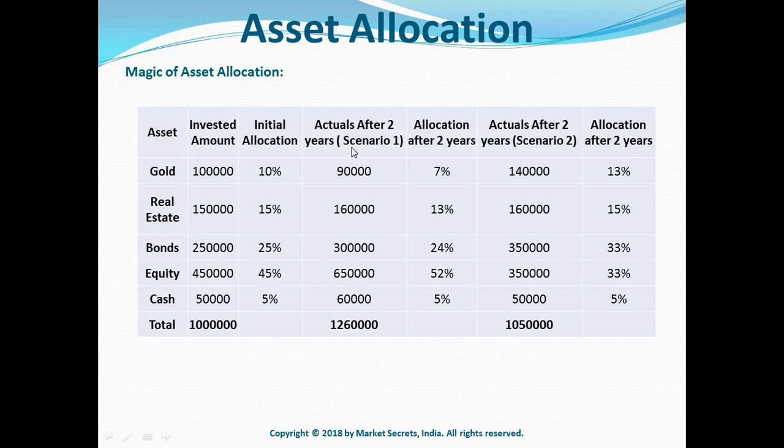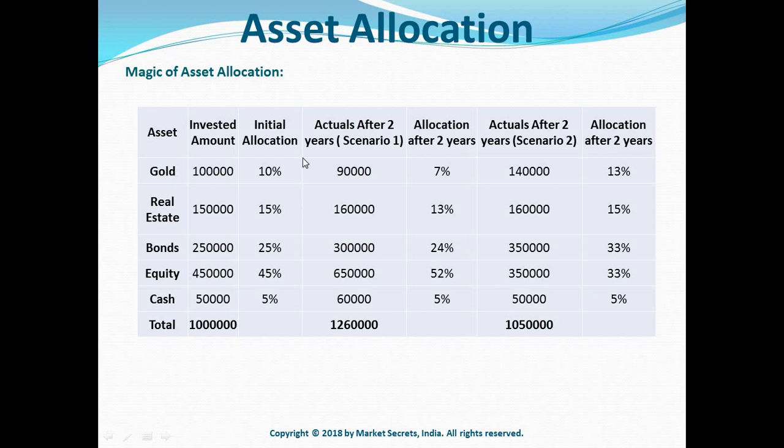Just an example, and your total portfolio is worth 12.6 lakh rupees. Your asset allocation is now 7% in gold, 13% in real estate, 24% in bonds, 52% in equities, and 5% in cash.